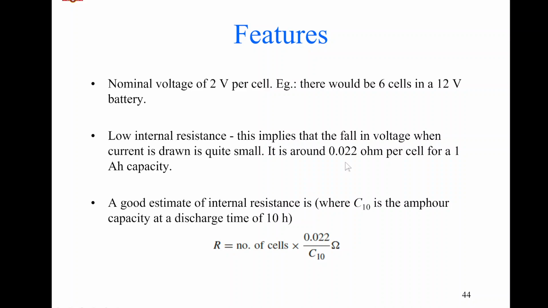So these cells have by and large 2 volt nominal voltage. So there would be 6 cells in a 12-volt battery. This battery has low internal resistance, and we can say it's around 0.022 ohms per cell for 1 ampere hour capacity.